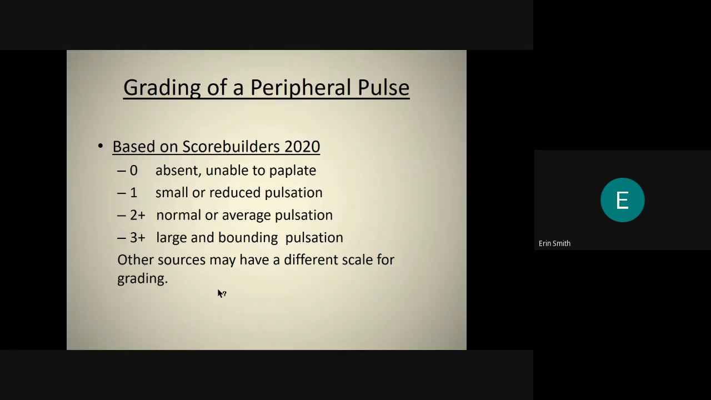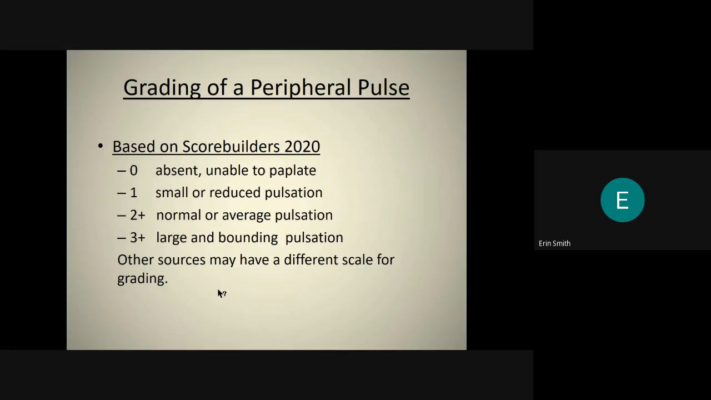A 0 would mean that there was no pulse, that you are unable to palpate it. That would not be a good thing. A 1 means that there's a small or reduced pulsation. 2+ means that there was a normal or average pulsation. And then 3+ would mean that there's a large and bounding pulsation, meaning that it's very heavy or very easy to feel. It's almost like a pounding feeling when you're taking the pulse.